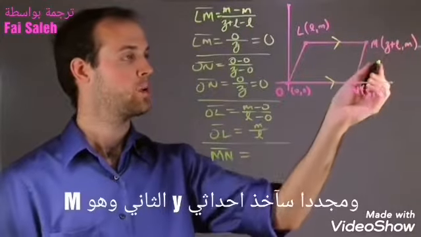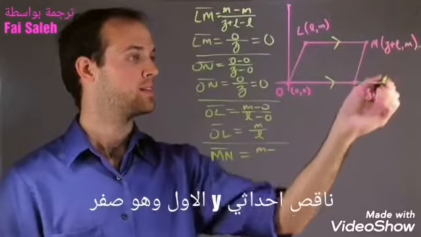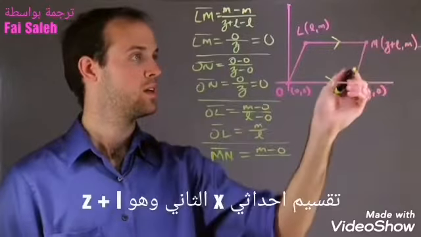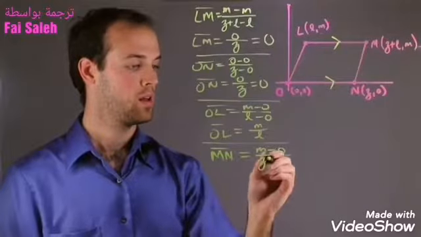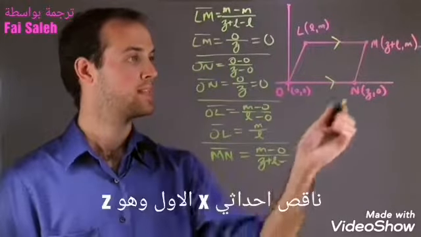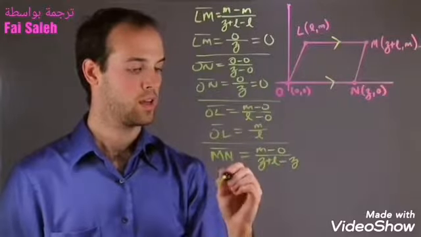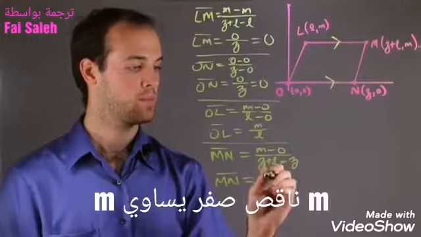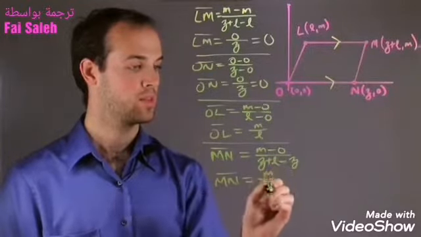And again, we want to take the second y-coordinate M minus the first y-coordinate 0 over the second x-coordinate, which is z plus L, minus the first x-coordinate, which is z. And then we're just going to simplify. M minus 0 is M, and z plus L minus z is L.